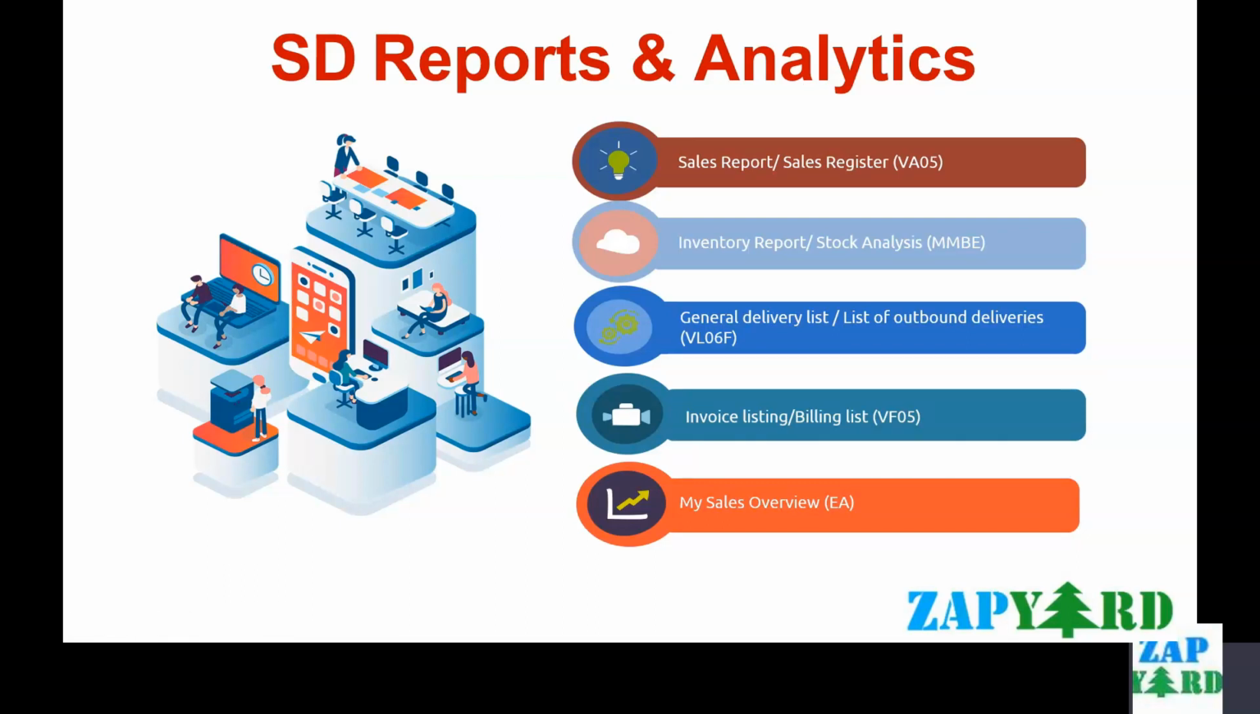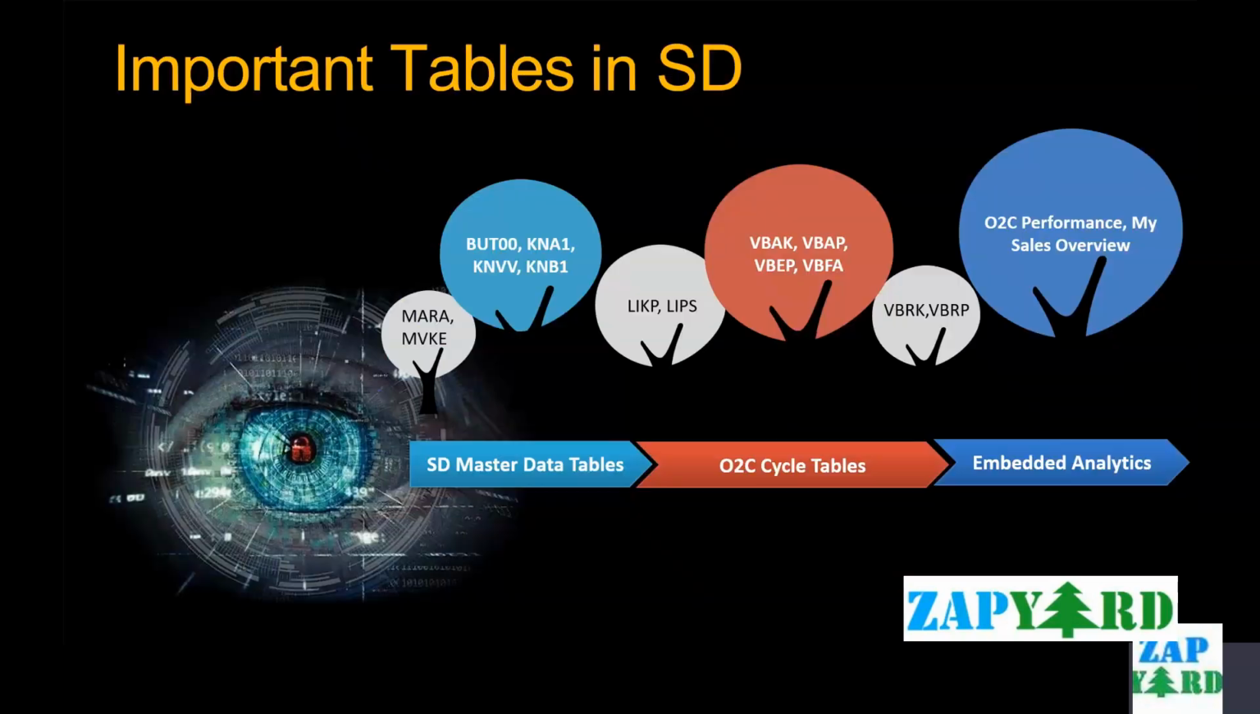So basically, we have the sales report and the sales registers, then we have the inventory report or the stock analysis report, the general delivery due list or the list of outbound deliveries, invoice list, then sales overview. These are some key analytical apps which we are going to cover. We will execute them, and also we will see what different functionalities are available, and what we can achieve through these analytical apps.